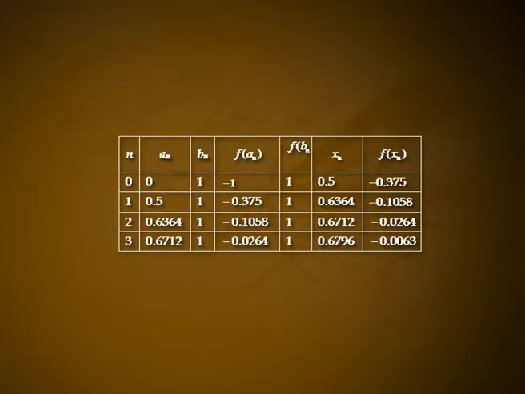Since f(0.6796) is approximately 0, we accept 0.6796 as an approximate solution of x³ - x - 1 = 0. This procedure is listed in the following table. Example 2. Given that the equation x^2.2 = 69 has a root between 5 and 8, use the method of Regula Falsi to determine it.